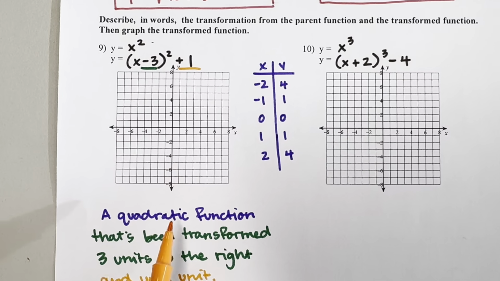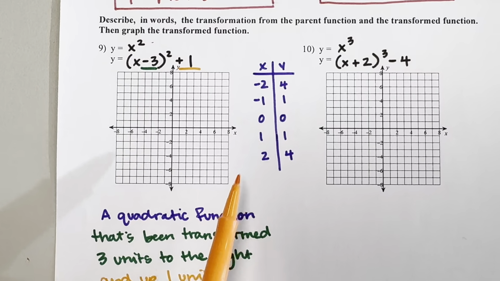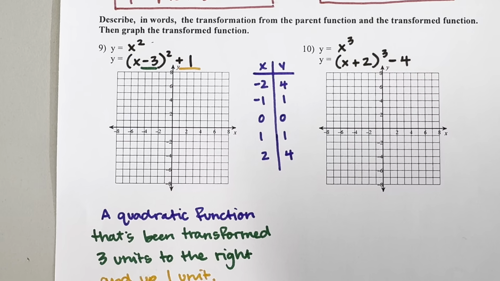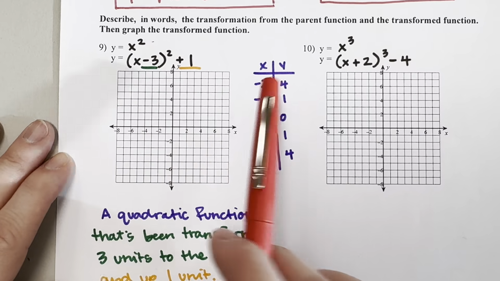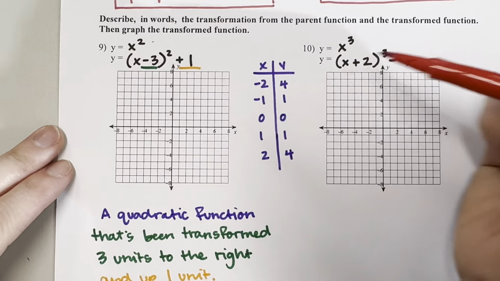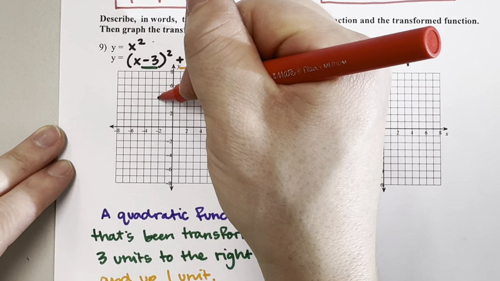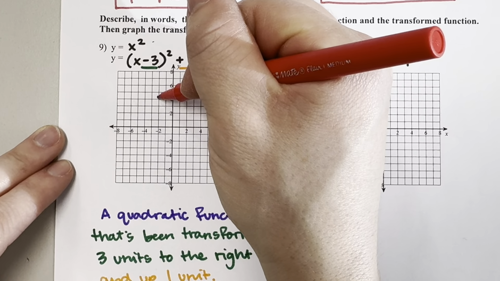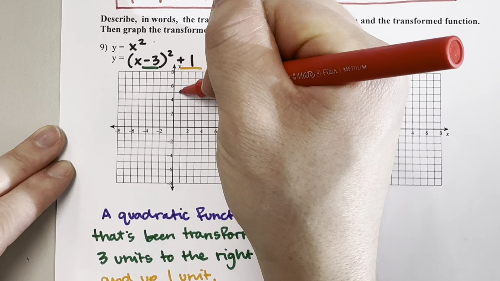Now it wants us to graph the transformed function. Okay, so here are my original parent function points. I'm not going to graph them both. I'm just going to graph my transformed function, just this guy. But I'm going to use these coordinate points to move them. Okay, so my first coordinate point would be at -2, +4. Right there. I'm not going to put the point. I'm just going to go from here to the right 3. 1, 2, 3, and up 1.